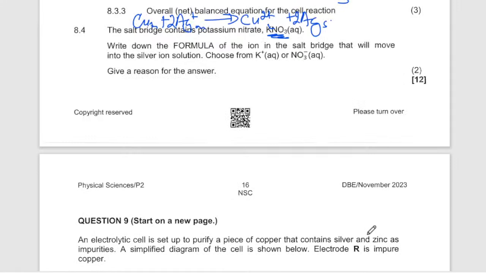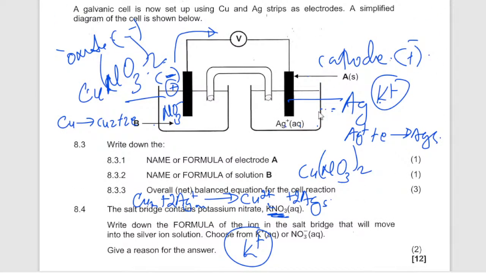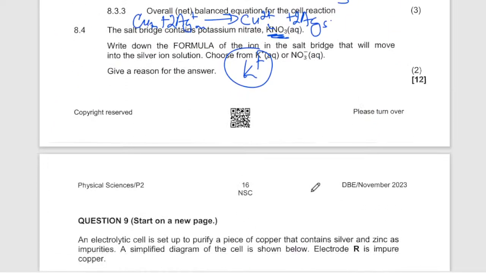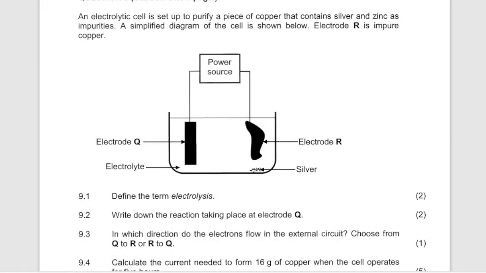That is the question. Write down the formula of the ion moving into silver. So in this case, it is potassium. So you just say potassium ion. Give a reason, because silver is the cathode, which is positive, and the electrons try to neutralize the positive charges. Therefore, to prevent the cell from being impaired, positive charges must be supplied so that it keeps the terminal more positive. Yes. Then the last question.